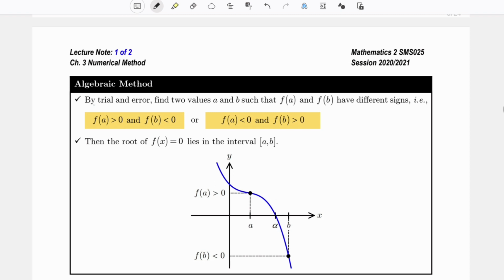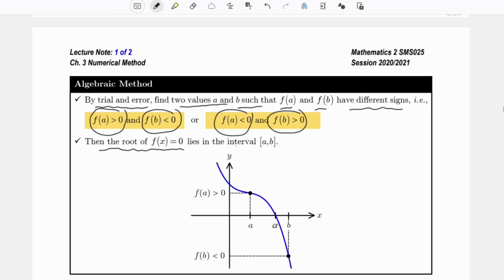Algebraic method. By trial and error, find two values a and b such that f(a) and f(b) have different signs. So if you have f(a) greater than 0 and f(b) less than 0, or f(a) less than 0 and f(b) greater than 0, the conclusion will be the root of f(x) lies within the interval (a, b). You can look at this graph below. Here f(x) is greater than 0 above the x-axis. This is where you have f(x) less than 0. So there lies a root.